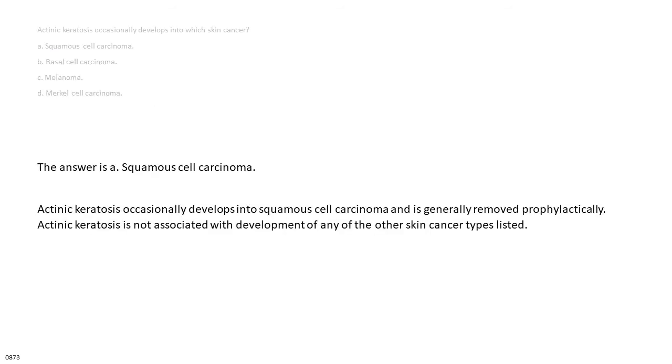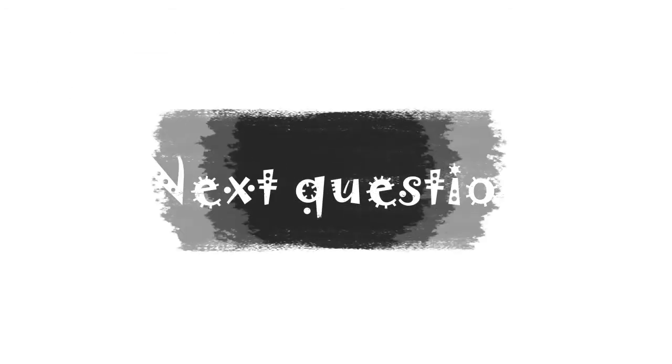The answer is A. Squamous cell carcinoma. Actinokeratosis occasionally develops into squamous cell carcinoma and is generally removed prophylactically. Actinokeratosis is not associated with development of any of the other skin cancer types listed.